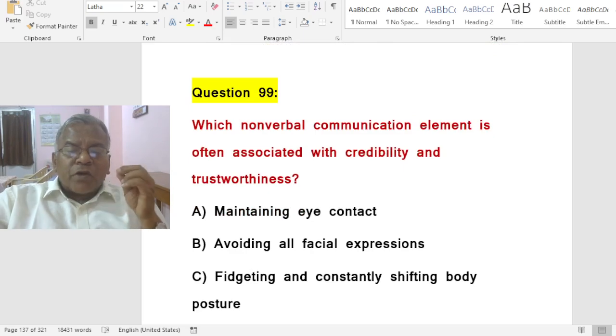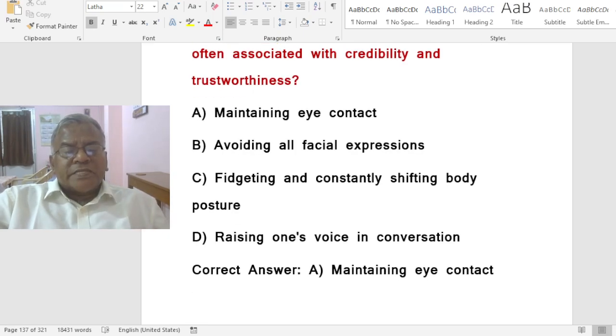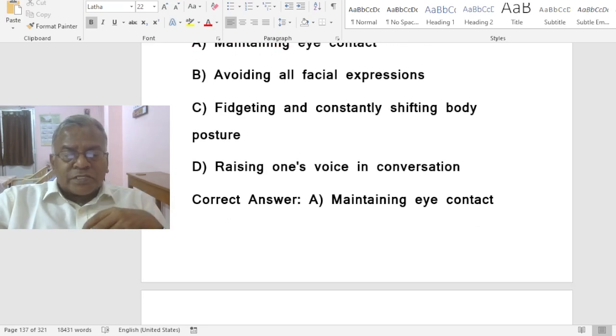Which non-verbal communication element is often associated with credibility and trustworthiness? A. Maintaining eye contact. B. Avoiding all facial expressions. C. Fidgeting and constantly shifting body posture. D. Raising one's voice in conversation.